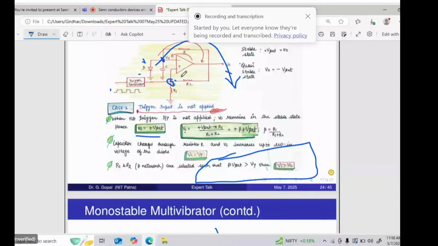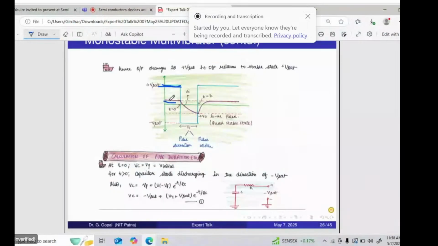That is why the output changes to minus V set and the capacitor starts discharging. This is the nature of the capacitor. So the capacitor starts discharging toward the minus. This line is the minus beta V set. This is the nature of the capacitor discharging.